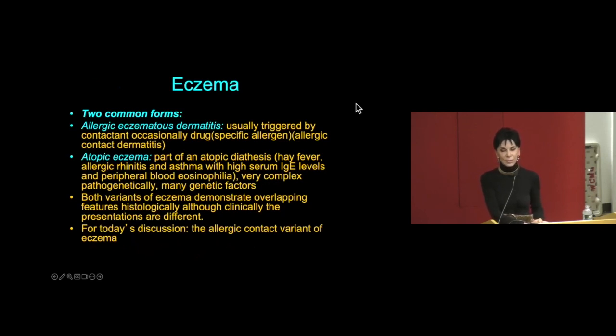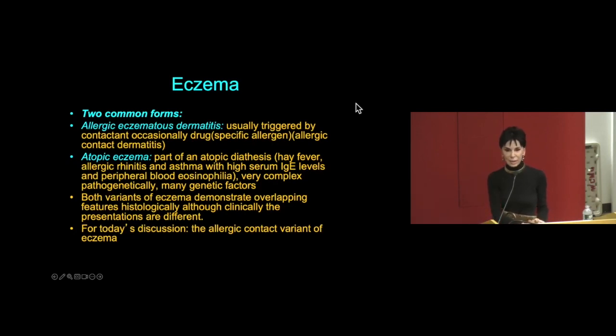There are two common forms of eczema: an allergic eczematous dermatitis, which is usually triggered by a contactant, occasionally a drug, which can be the allergen, and that relates to cross-reactivity of a drug with a topical agent to which the patient may have been previously sensitized. And the other type of eczema is atopic eczema. Atopic eczema is part of an atopic diathesis, which also encompasses hay fever, allergic rhinitis, and asthma.